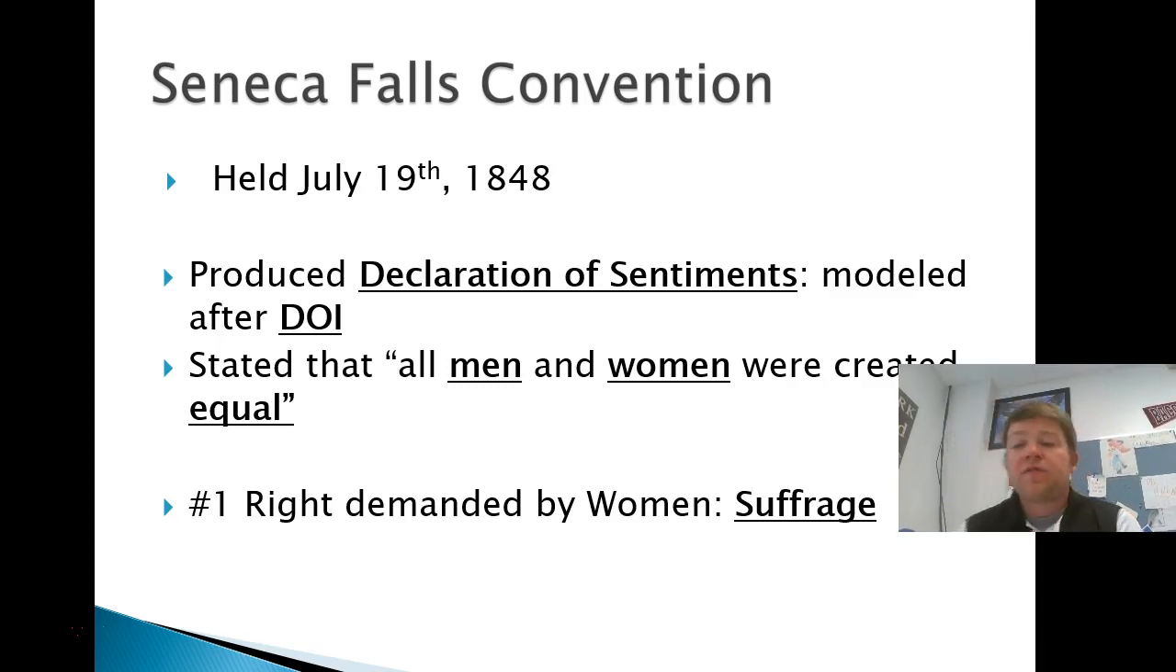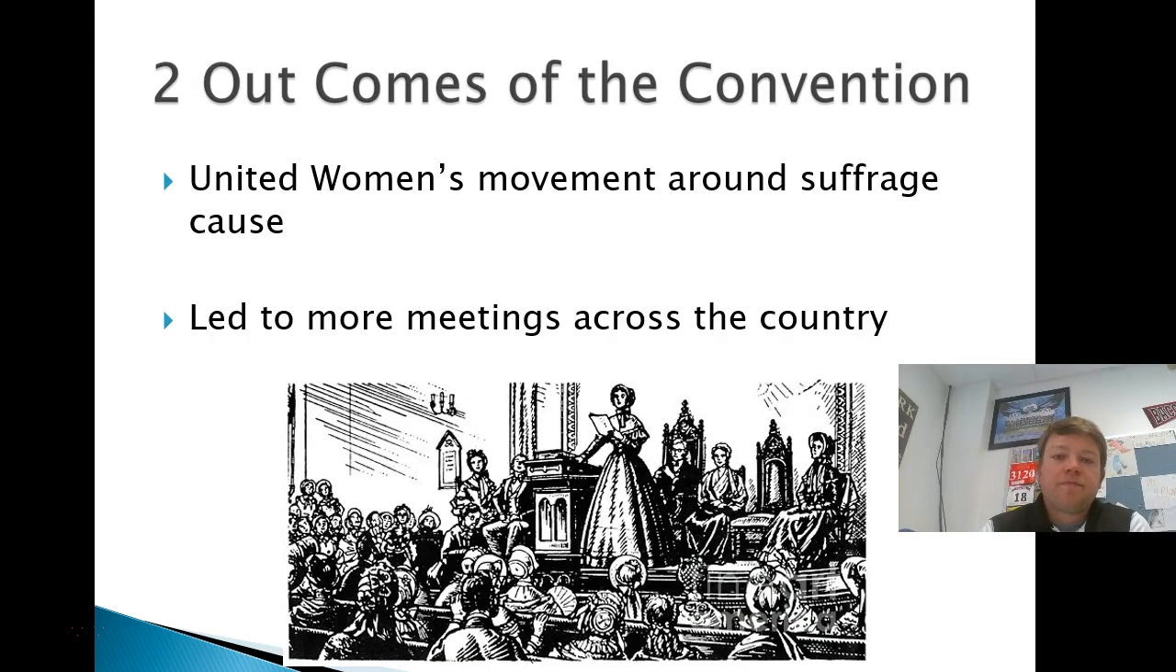It models after the Declaration of Independence because we're going to see a list of grievances of everything that women feel are the rights that they should have that men have taken away, and the key right, the number one right demanded by women during the Seneca Falls Convention, is going to be the right to suffrage, or the right to vote. All right, two outcomes out of the convention, right? It's going to unite that women's movement around that key issue of suffrage. Are other issues going to be involved? Sure. There's going to be women that are concerned with a variety of different issues, but that number one issue of the movement as a whole is going to be to gain women the right to vote.